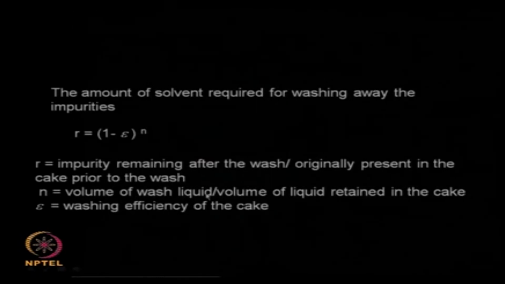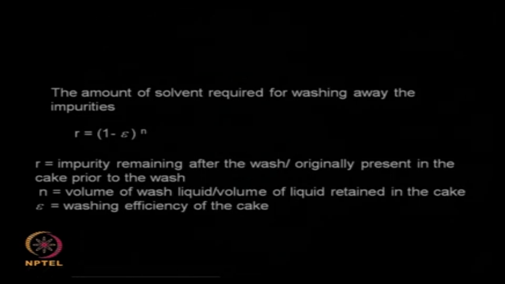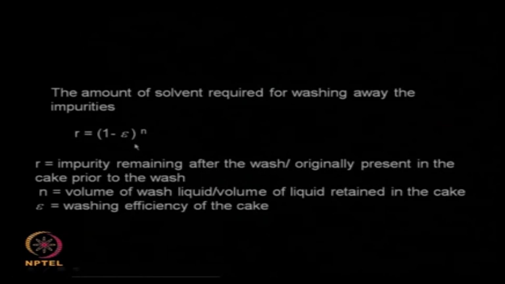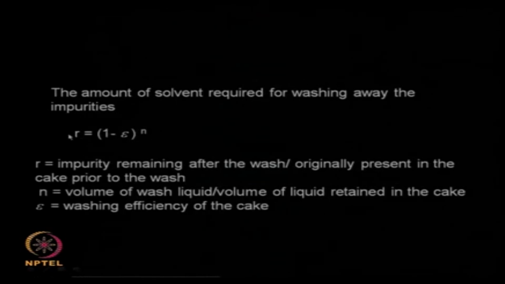N is the volume of wash liquid divided by the volume of liquid retained in the cake. Because this is a solid, the solid will always retain some amount of liquid, and that depends upon the amount of wash liquid we use, right. So N is a function of the volume of wash liquid divided by the volume of liquid retained in the cake. All these are related to the impurity remaining after the wash. So if I know this term R, I can calculate N assuming epsilon to be around 70%. If I know N, I can calculate R.